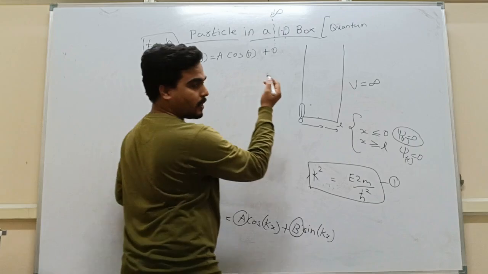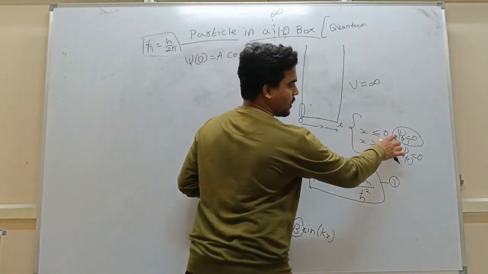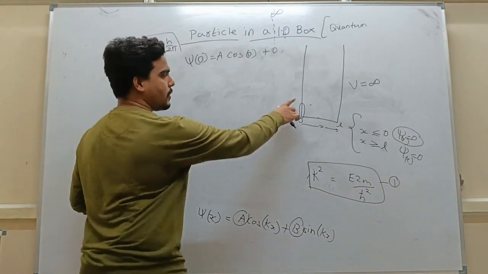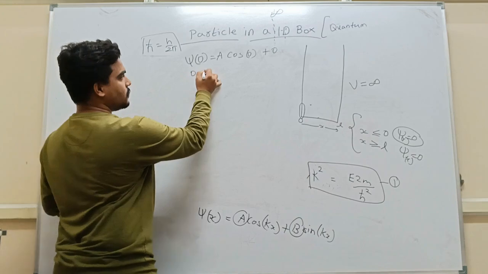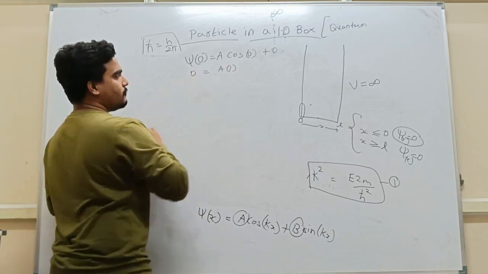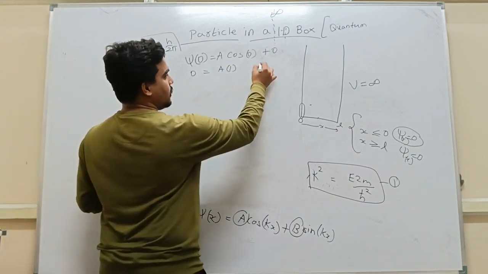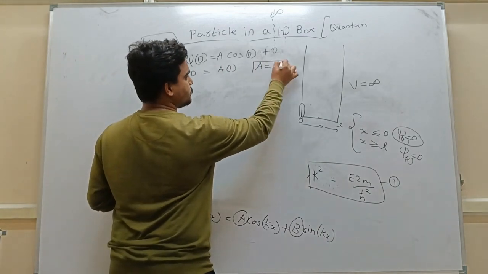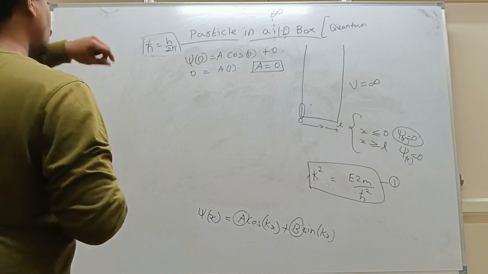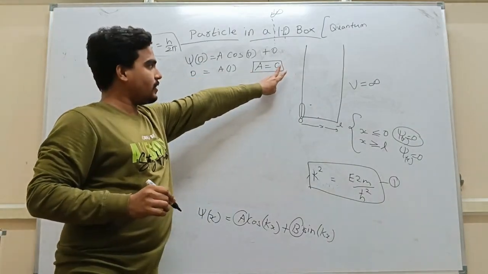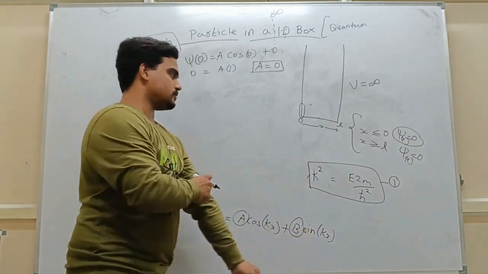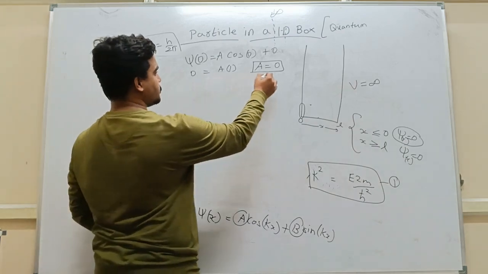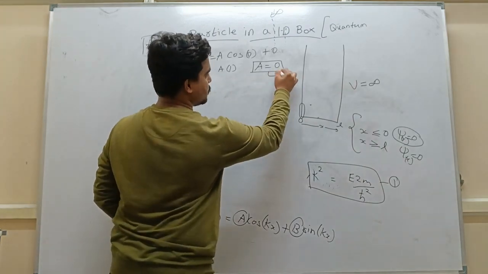Now this psi of 0, we already defined the boundary condition that psi of 0 is always 0. At boundary, psi of 0 will be 0, means wave function will be 0. So this will become 0 is equal to a into 1. So now we have got the value of a. A is nothing but 0. How we got this? Because sin 0 is 0. Now this was the first thing we did, so we can say this is equation number 2.